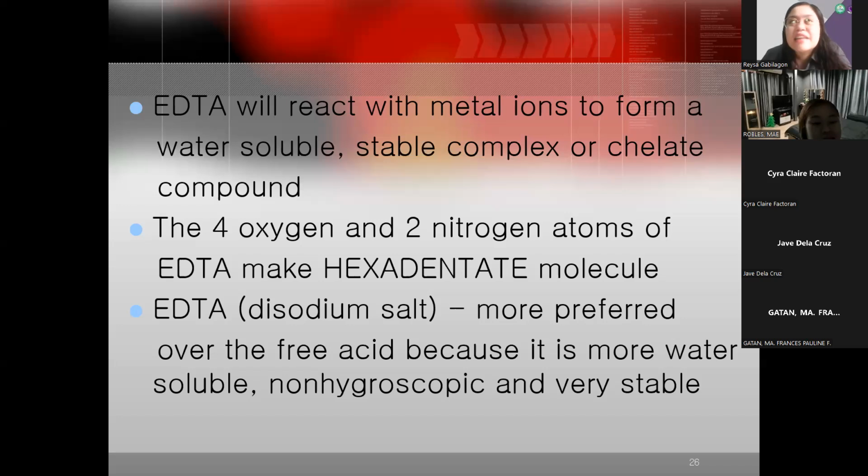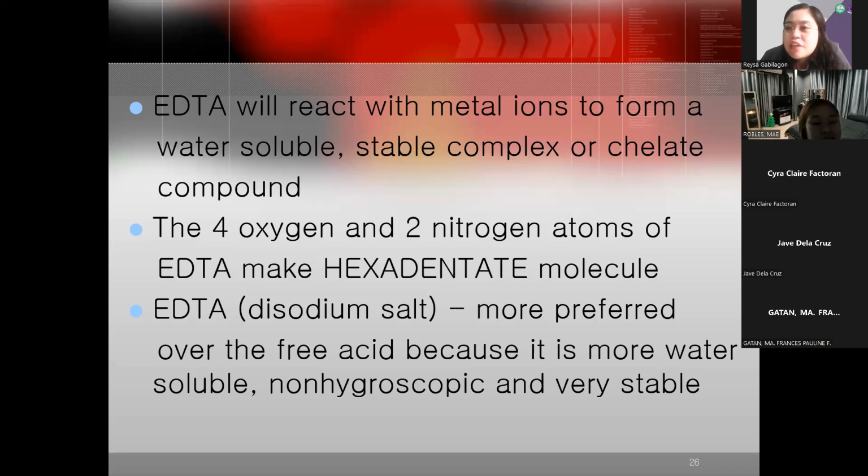EDTA, pure EDTA lang siya, like ethylene diamine tetraacetic acid siya. Meron din kasing naka-salt. So the disodium EDTA, in combination with 2 molecules of sodium, is more preferred over the acid form of the EDTA because it is more water soluble than the acid and at the same time it's non-hygroscopic.